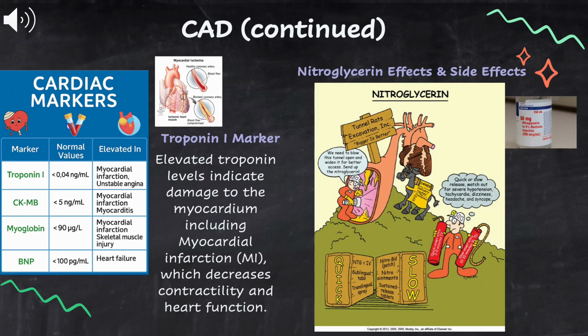Nitroglycerin works by causing systemic vasodilation, which reduces preload and lowers myocardial oxygen demand. This helps relieve ischemic chest pain by decreasing the workload on the heart.